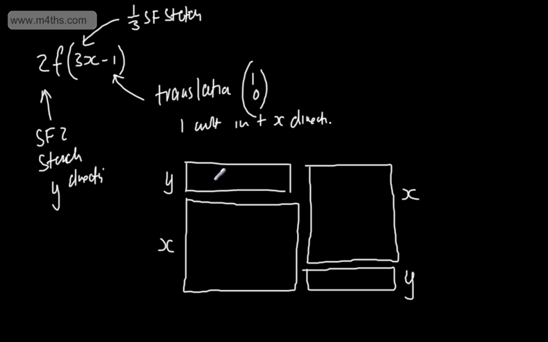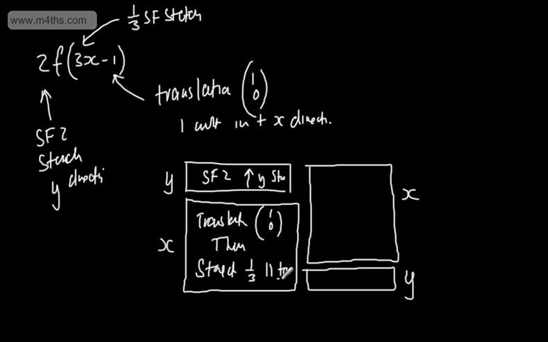So what we could do now is carry out the y first, and do our SF 2, putting this information in as the y direction stretch. Then we would do our translation of (1, 0), followed by our stretch of 1/3 parallel to the x-axis. Alternatively, we could have done that one first, and then that one. As long as we're doing these two in this order, it doesn't matter if we do the y's first or the x's.